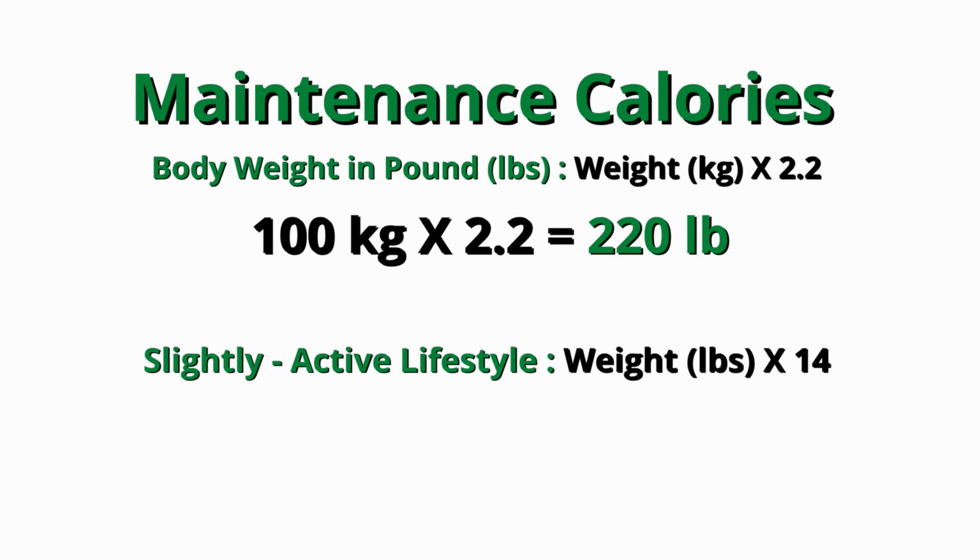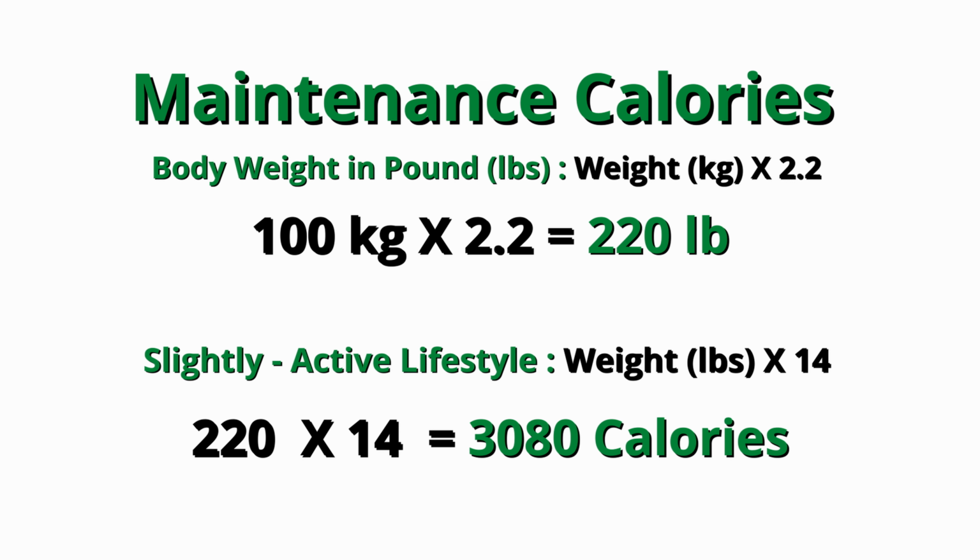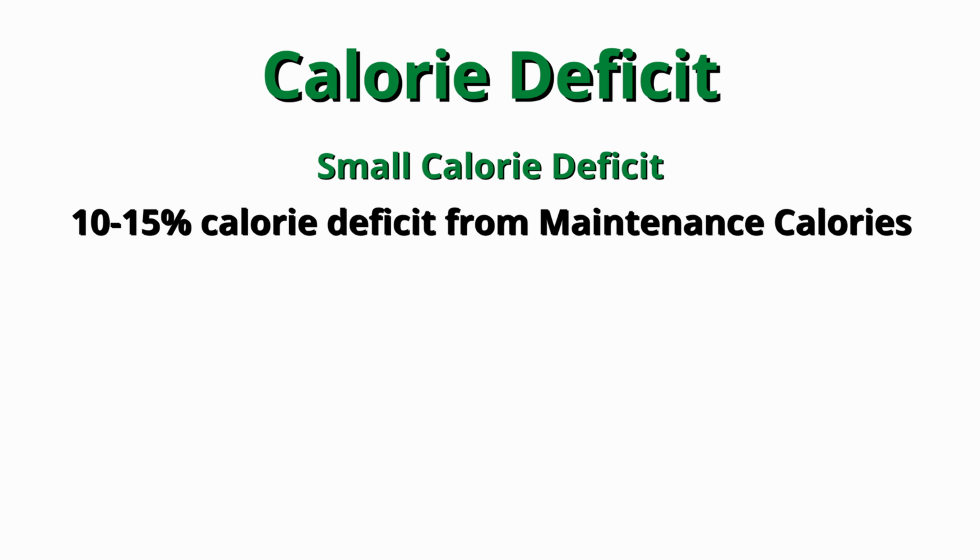So if you're trying to lose weight, we will consider that you are slightly active and not just going to sit around while you're trying to lose weight. Now we will multiply this 220 by 14, which gives us around 3080 calories. So we'll just start with a small calorie deficit, let's say 15%.